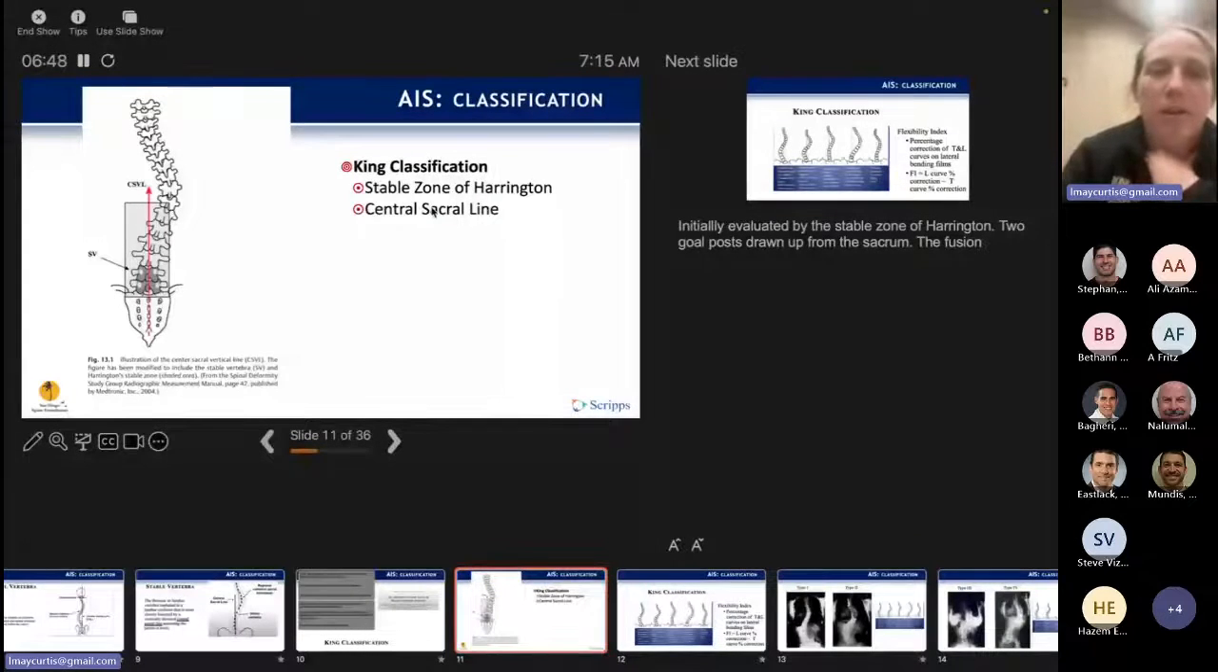Important radiographic concepts for the King classification. The stable zone of Harrington is where you draw 2 vertical lines through the lumbosacral facets going up, and all the vertebra in that shaded area are in the stable zone. And then King and Moe kind of outmoded that and instead used the central sacral line. And again, looking at which vertebra that bisects, or the stable vertebra, is an important concept for figuring out where your lowest instrumented level of fusion would be.